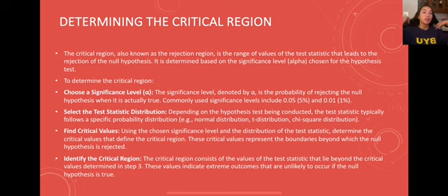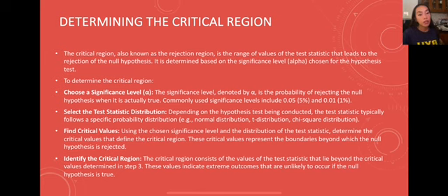Select the test statistic distribution. Depending on the hypothesis test being conducted, the test statistic typically follows a specific probability distribution, e.g., normal distribution, t-distribution, chi-square distribution. Find critical values using the chosen significance level and distribution of the test statistic. Determine the critical values that define the critical region. These critical values represent the boundaries beyond which the null hypothesis is rejected.